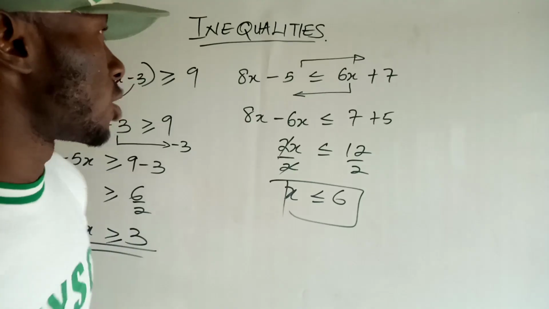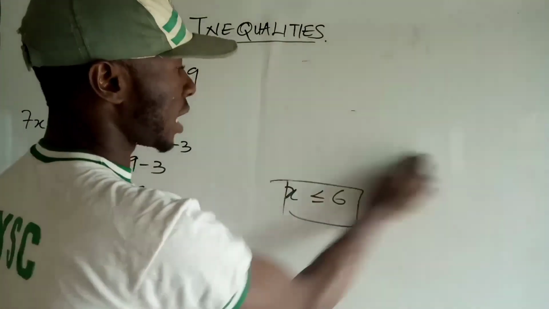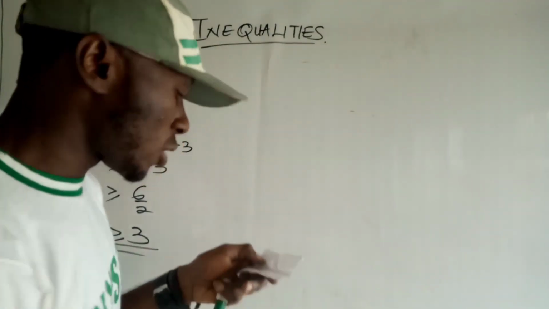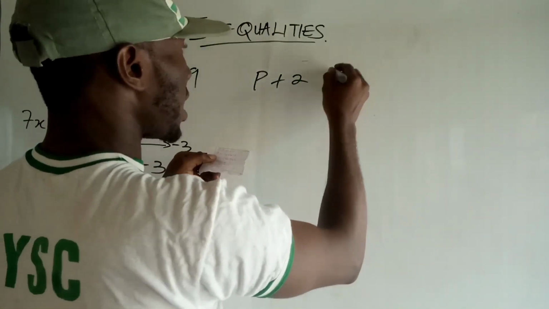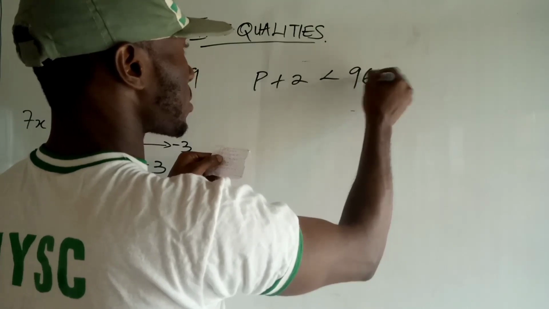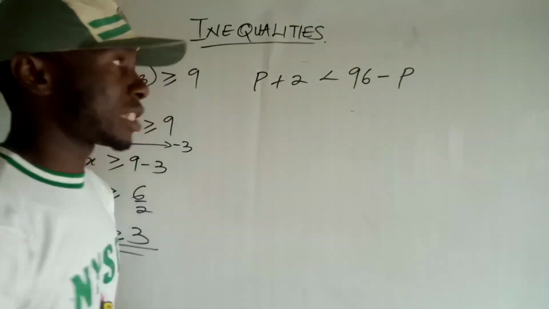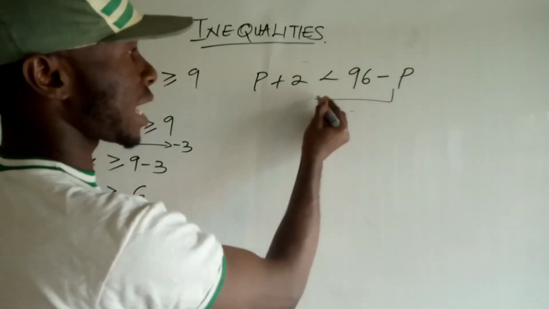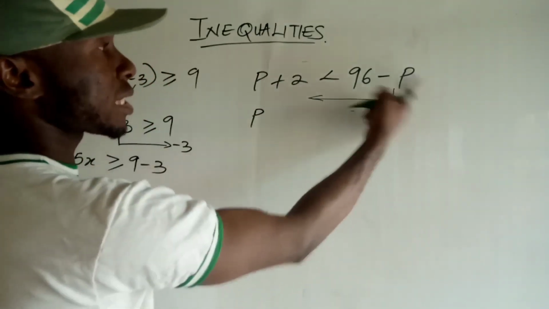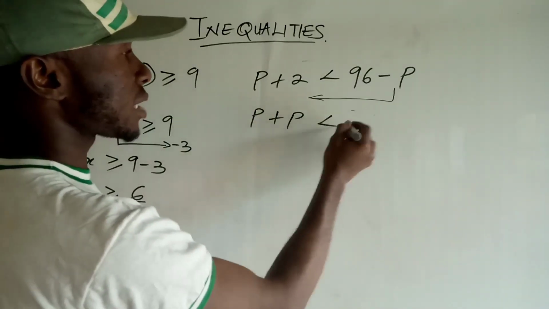So let us do question number 4. So let me take off these guys from here. Question number 4 says p plus 2 is less than 96 minus p. Okay, same thing, you want to collect like terms here. You want to bring this negative p to this side. So we have p, when this guy comes over, it becomes plus p, less than 96.